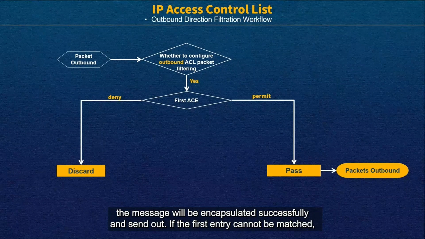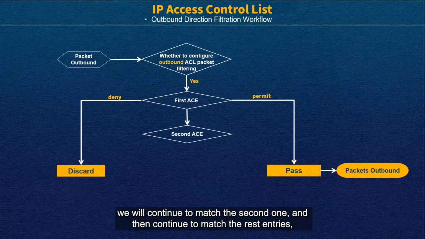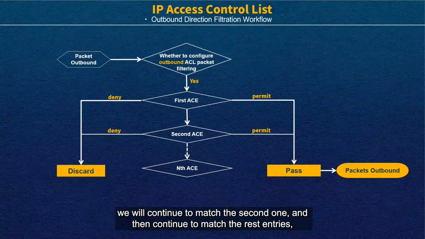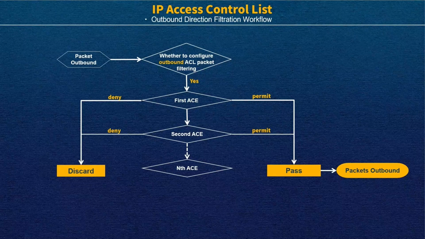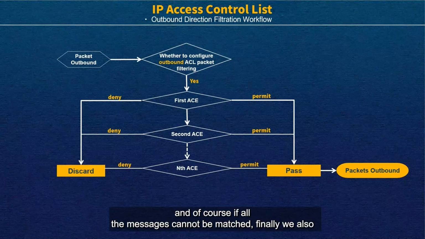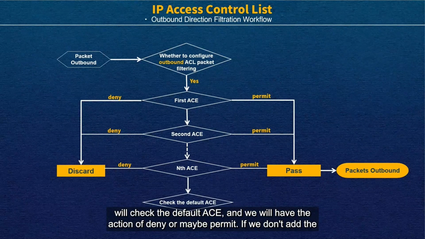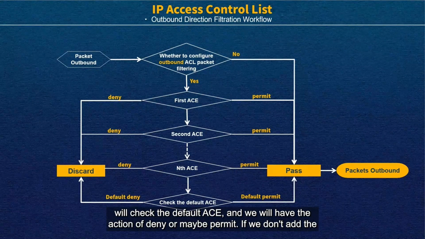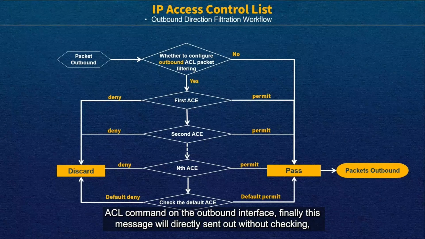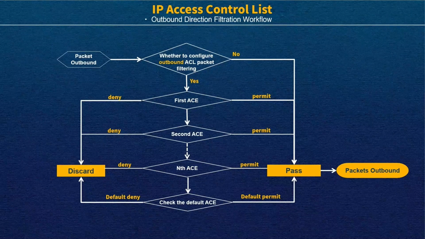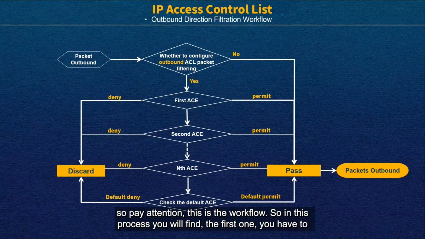If the first entry cannot match, we will continue to match the second one, and then continue to match the remaining entries. And of course, if the message cannot be matched by any entry, finally we will also check the default ACE, and we will have the action of deny or maybe permit. If we don't add the ACL command on the outbound interface, finally this message will be sent out directly without any check. So pay attention, this is the workflow.